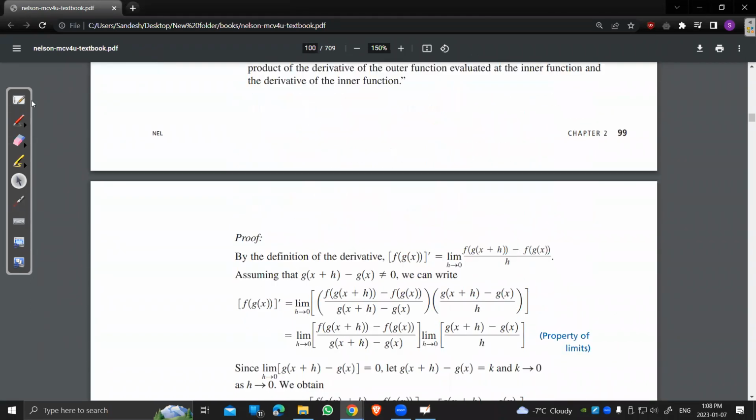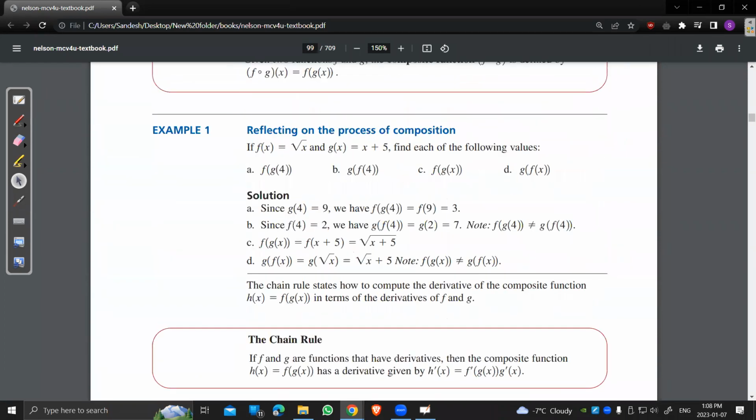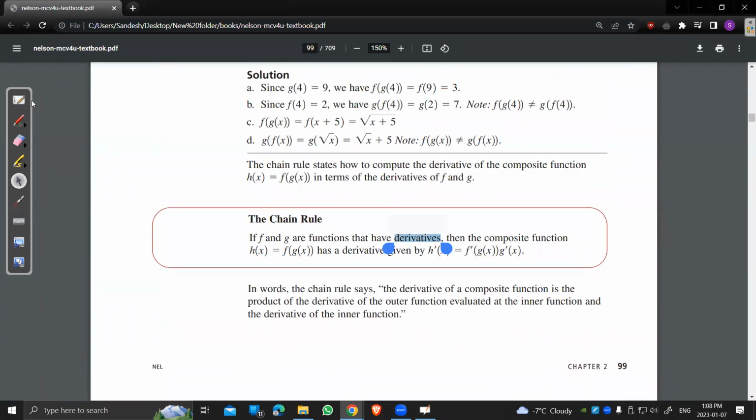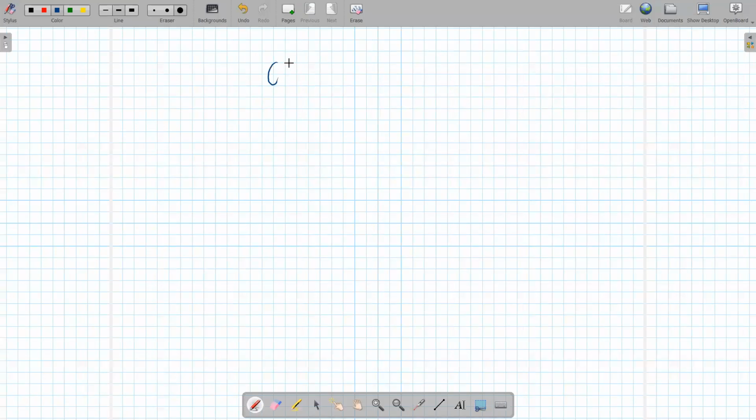So, what's the idea behind this? Well, this basically tells you the chain rule. So, we're doing derivatives. This falls under derivatives. So, what's the chain rule? Imagine something like this: 3x plus 4 squared, right? Let's say this is y.